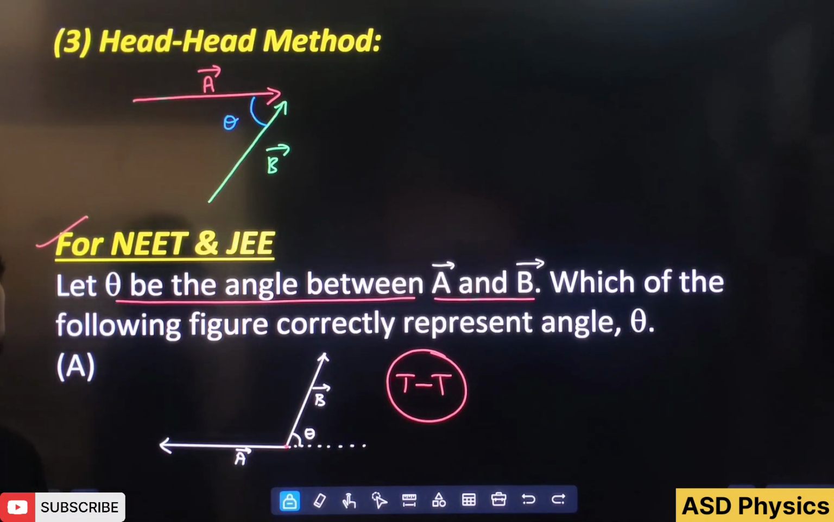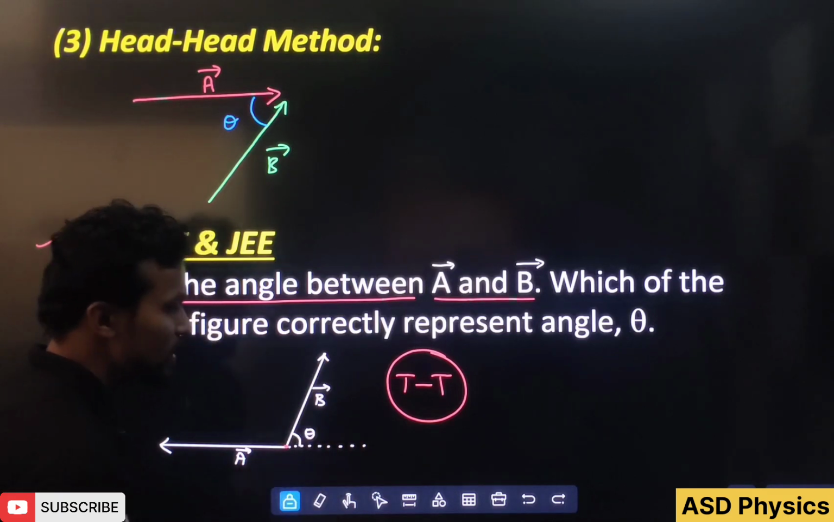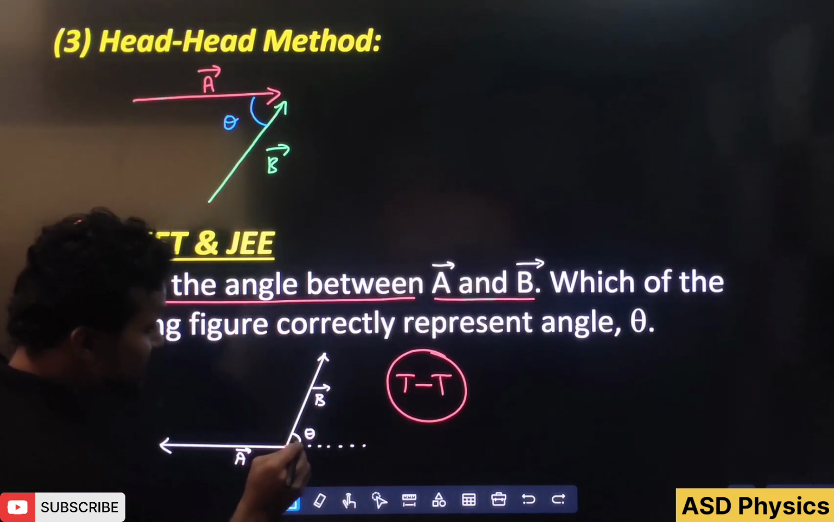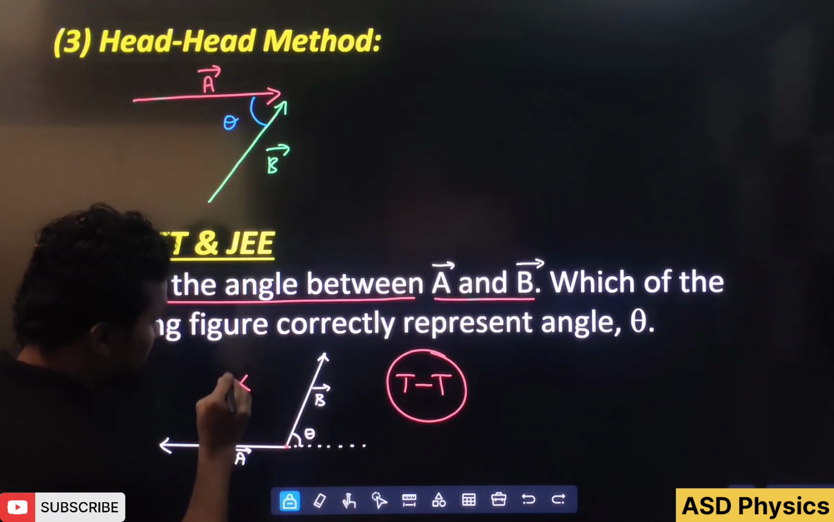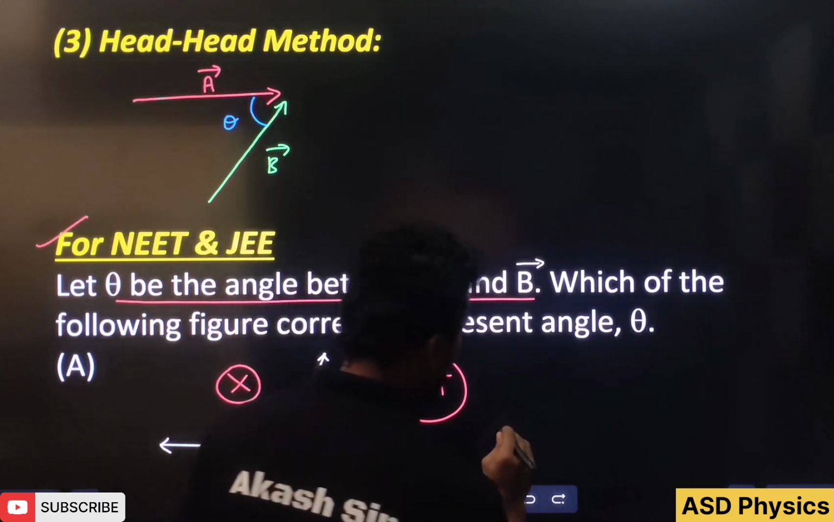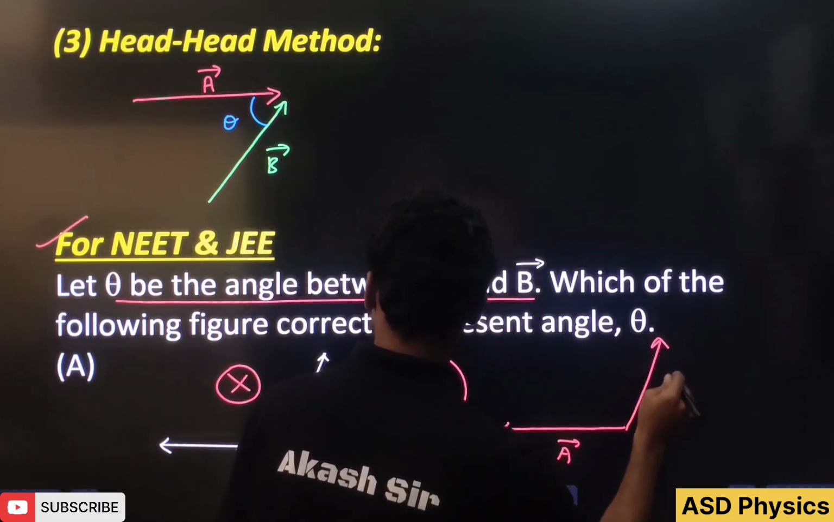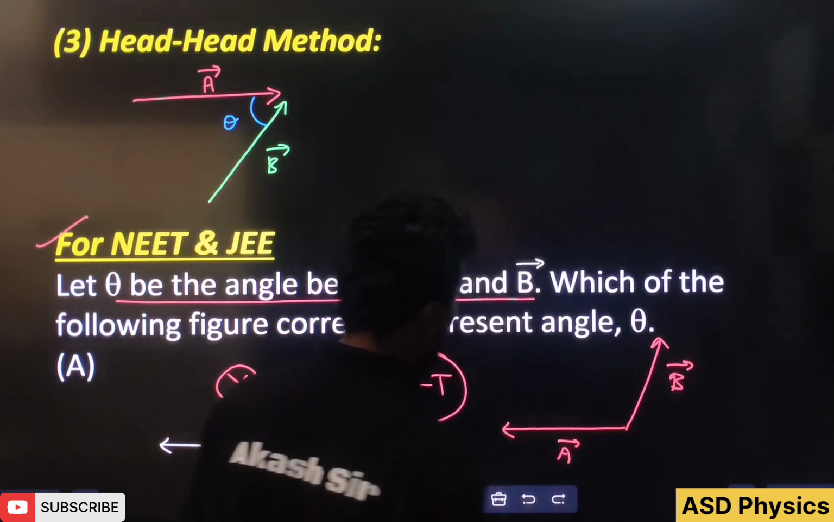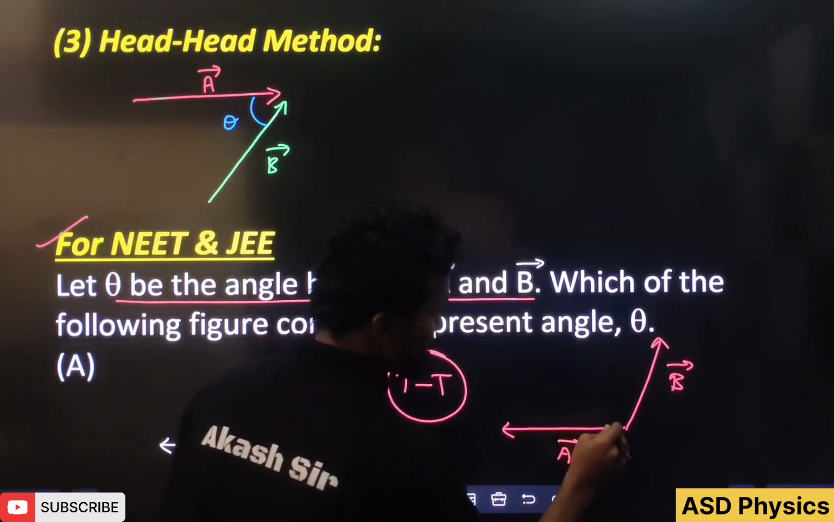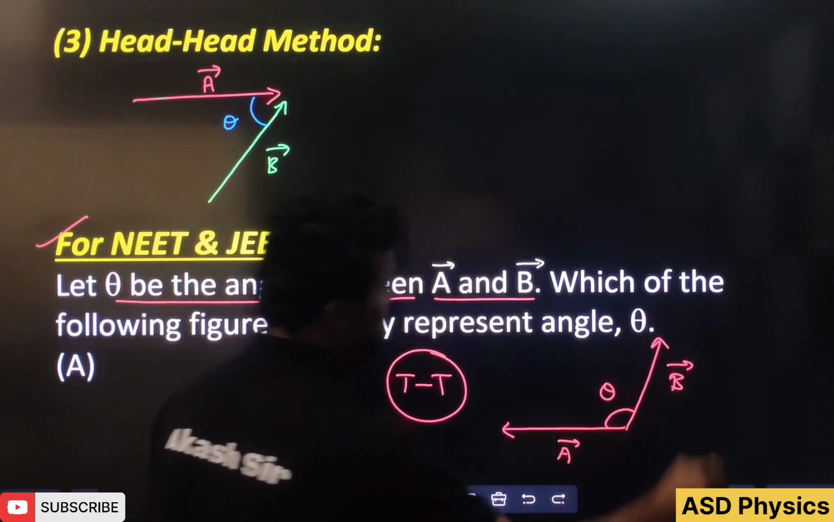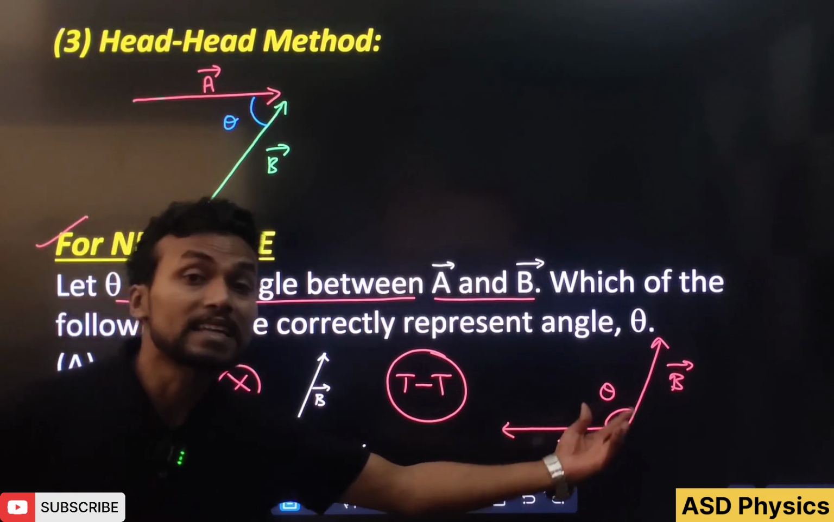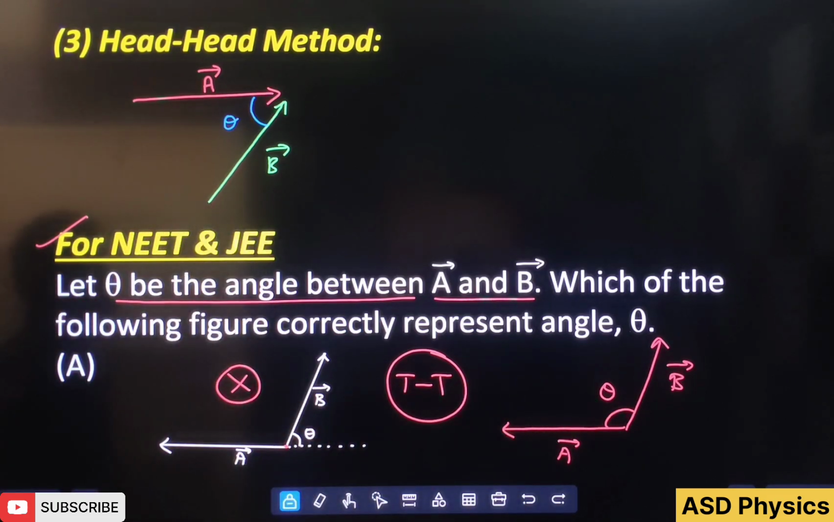So for tail and tail coincidence, there is no need to do any line here. That means what is there? This diagram is wrong. This is not the angle theta here. This is wrong. Then what is the correct diagram here? Let me draw here. This is vector A and let's take for example, this is vector B. Which angle is smaller angle? Here the correct angle will be this one here. Okay. This should be the correct angle theta. Here the representation is wrong.